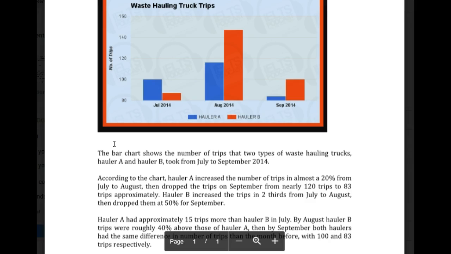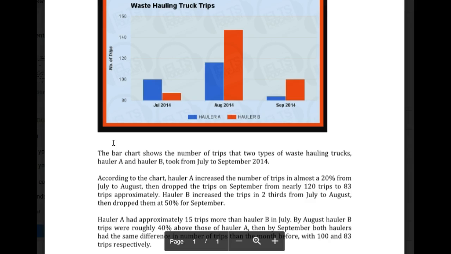Hauler B increased the trips by 2/3 from July to August, then dropped them again by 50% for September. Okay, so again, you're talking about these increases, but you're not really telling me what the numbers are. So it doesn't give me a reference point for how hauler A compares to hauler B, or what this means in terms of trips. So you really need to also add some data, especially those beginning and ending numbers, because they're a vital part of the story.